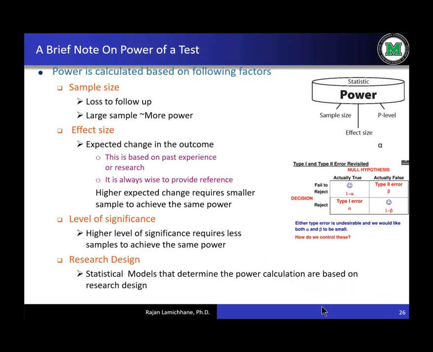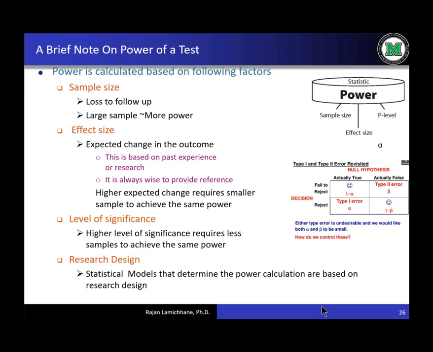Another factor that impacts the power is the level of significance. If the level of significance increases, then you need a smaller sample size. For example, if the level of significance, or the false positive rate, increases from 5% to 10%, it means that your false positive rate is increased. So you need a small sample size to achieve the same power.